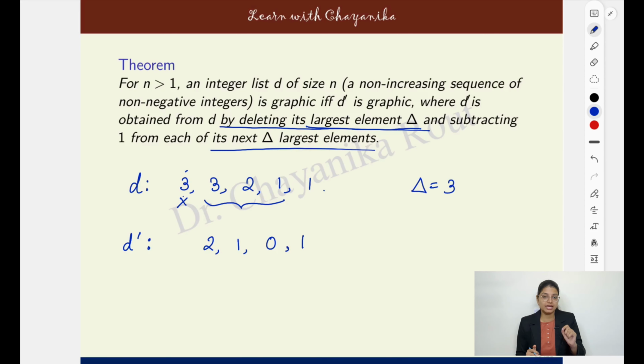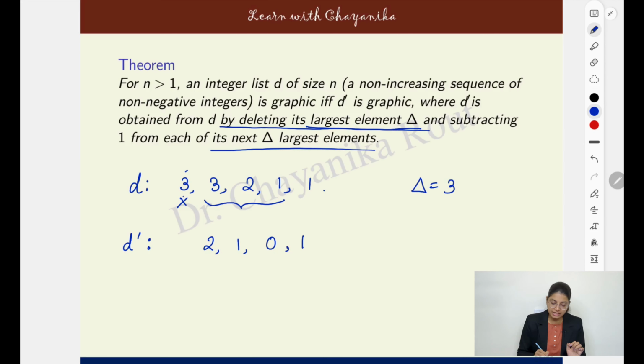Now how will this be helpful? This is helpful because the moment we create the sequence D dash, see, the number of vertices have decreased by 1. D had 5 terms in the sequence, D dash has 4 terms. Now from D dash we can again obtain another new sequence D double dash by the same technique. Before we apply this technique, we have to make sure that the sequence on which we are applying it is arranged in non-increasing fashion. If it is not, then it's your job to first arrange it.